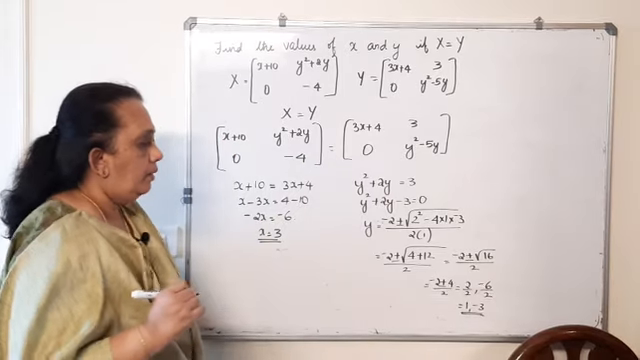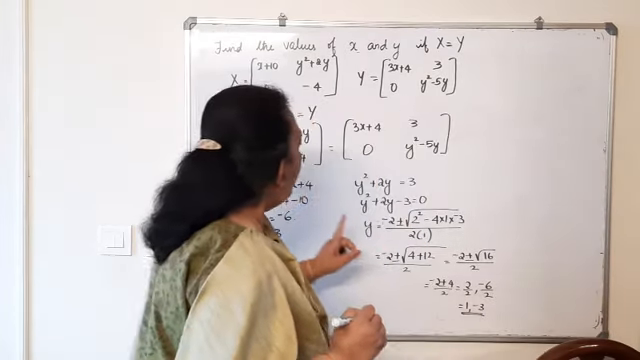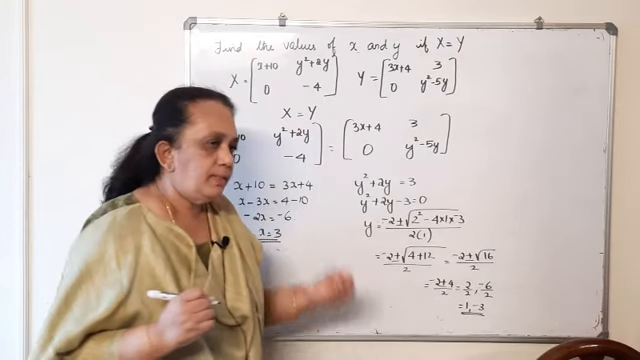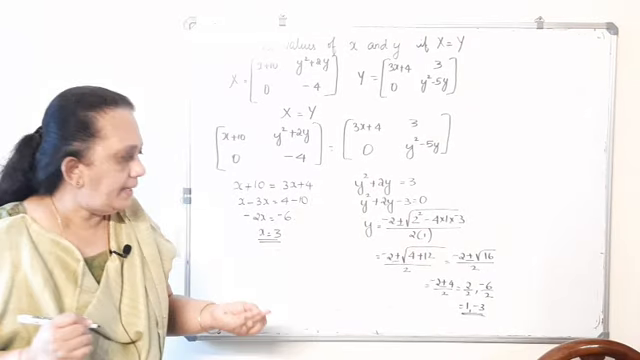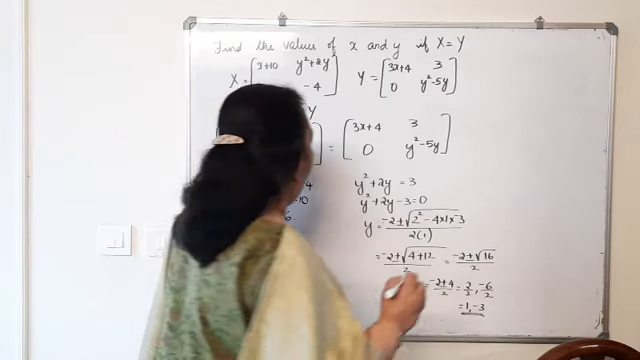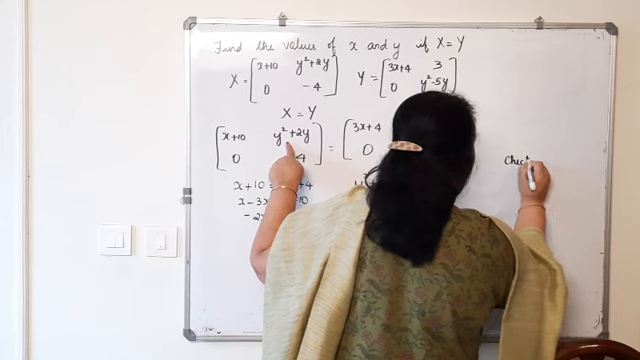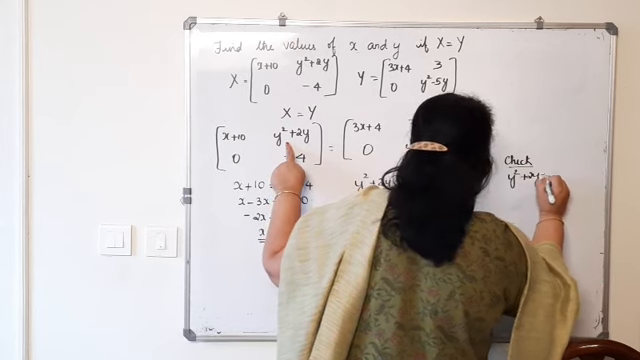So, for y, you got two values, 1 and minus 3. Now, we have to see whether y is equal to 1 is true, or whether y is equal to minus 3 is true, or both the values are true. Let us see. Y squared plus 2y, checking.